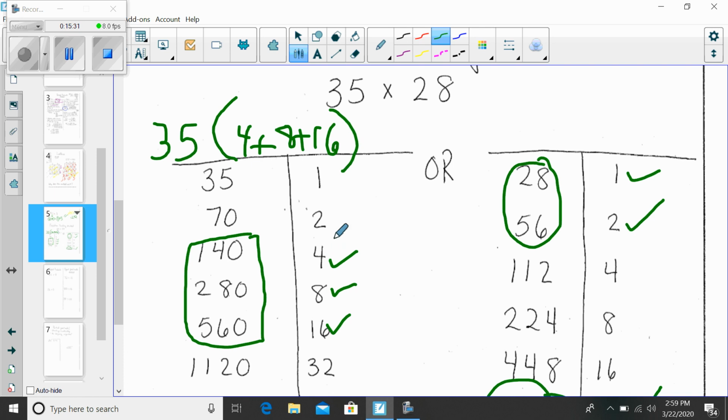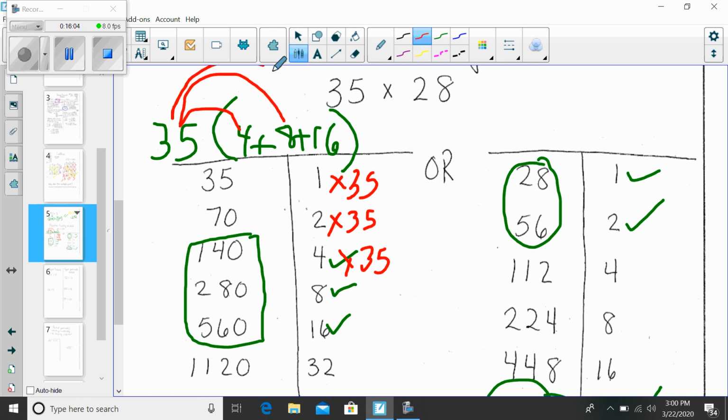Okay. And what I've done when I've doubled, let me use a different color. This is really 1 times 35. I'm not showing that. But then this is 2 times 35. And this is 4 times 35. And so on and so on. So here's my 4 times 35 when I distribute, my 35 times 8, and my 35 times 16. And so that's how I'm illustrating the distributive property.